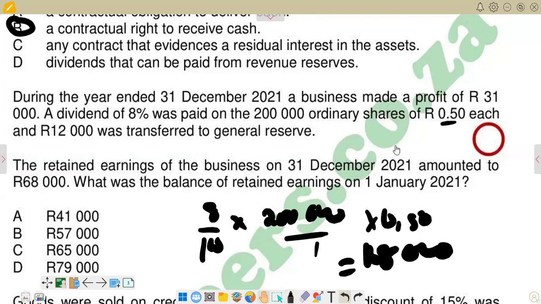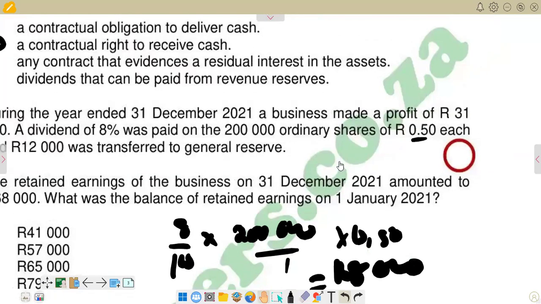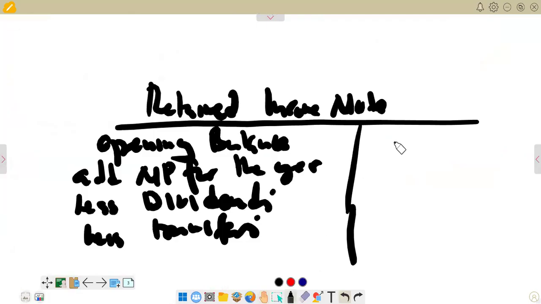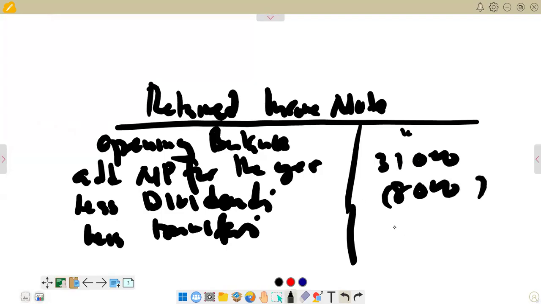Minus 12,000 minus 8,000. So we are going to say here, this one we don't have it, but then here we are adding 31,000. Then this one is 8,000. And then this one is 12,000.